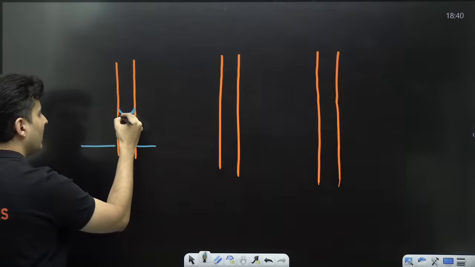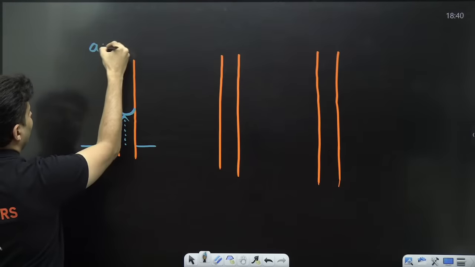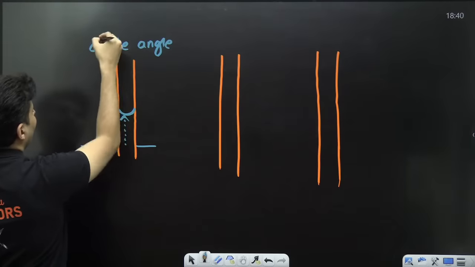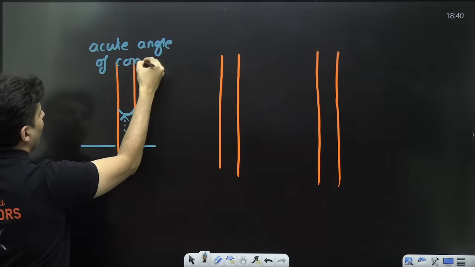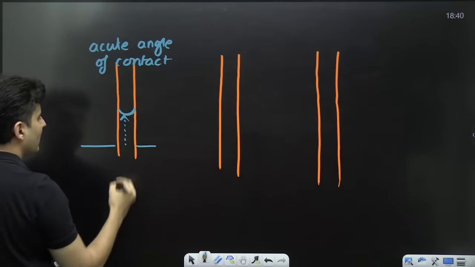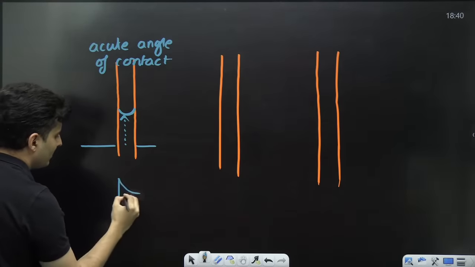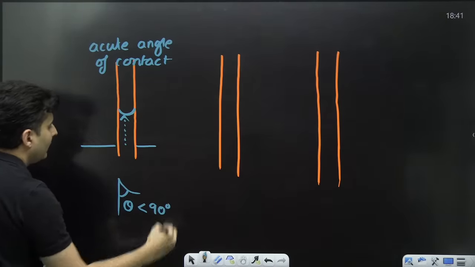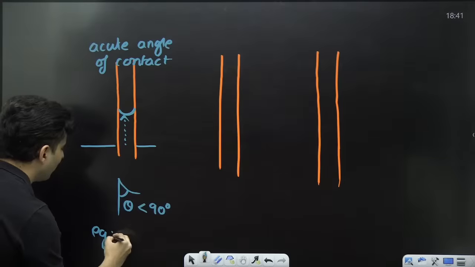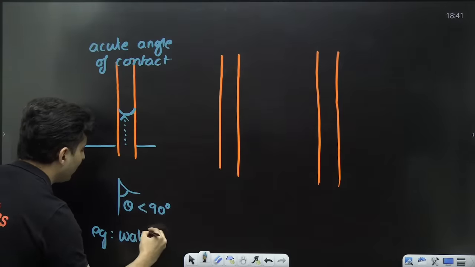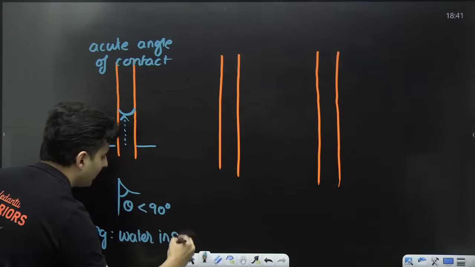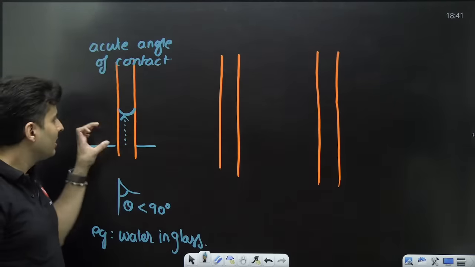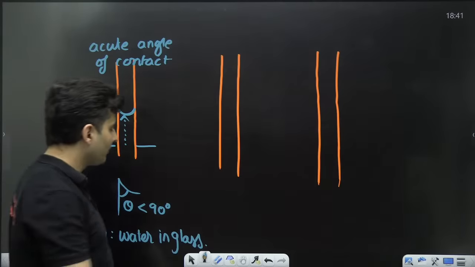This type of liquid has an acute angle of contact. This is called acute angle of contact. You can see with the surface, this curved nature, that theta which is there, is less than 90 degrees. The best example for this is water. When you pour it in a glass tube, it makes an acute angle of contact and the water goes up. This is the height by which the water goes up.